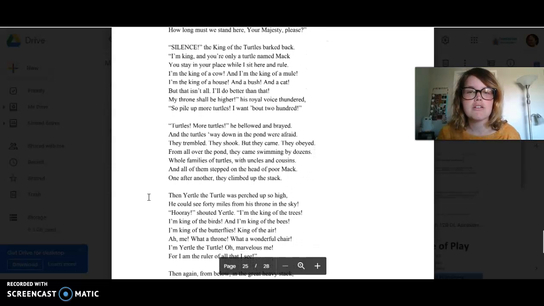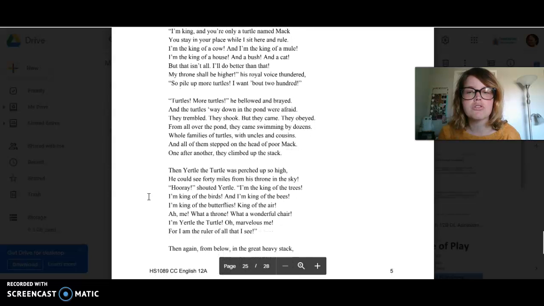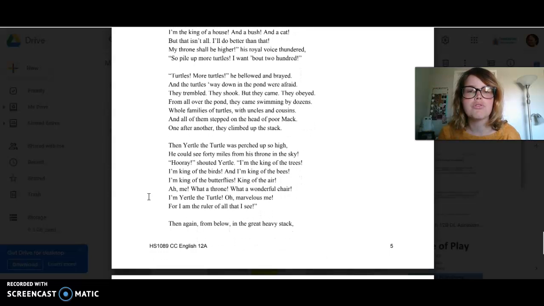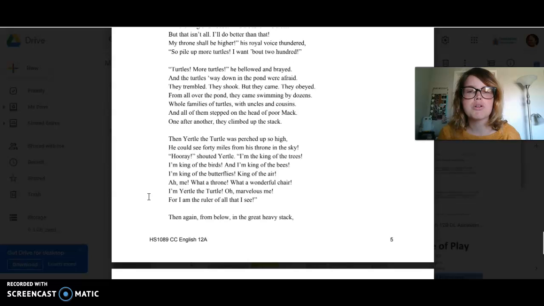"Silence," the king of the turtles barked back. "I'm king and you're only a turtle named Mac. You stay in your place while I sit here and rule. I'm king of a cow, I'm king of a mule. I'm king of a house and a bush and a cat. But that isn't all, I do better than that. My throne shall be higher," his royal voice thundered. "So pile up more turtles, I want about 200.